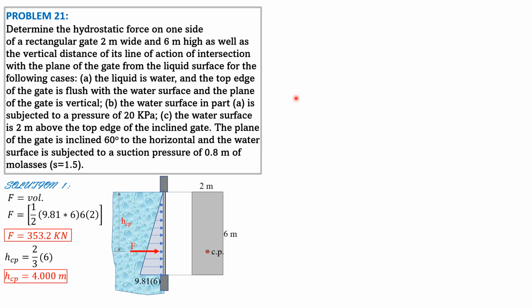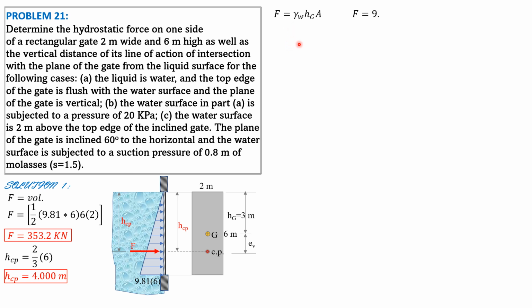Then for the second part, we can use specific weight of water times H bar, or H sub G, times area as the formula for F, because we only have one liquid and the surface of water at the top is exposed to the free atmosphere, or zero gauge pressure. So substitute where Hg is 1/2 of 6, 3 meters. This is the centroid, and that's Hg. And let's call this E, which is expected to be 1. So that's H sub Cp, and this is E sub V.